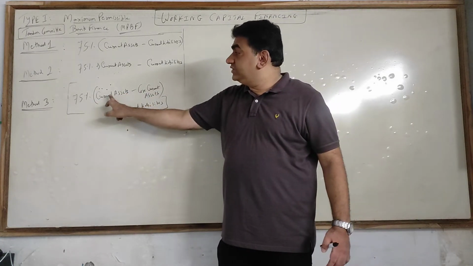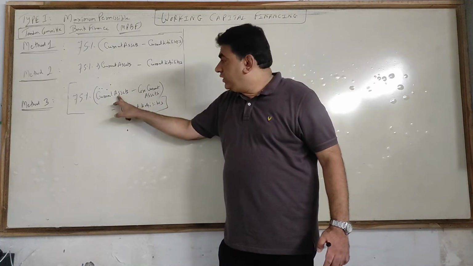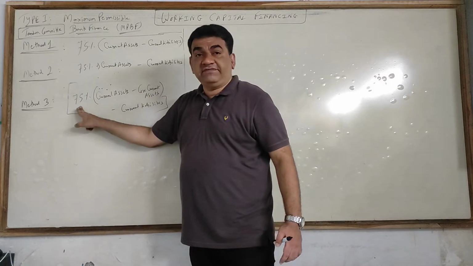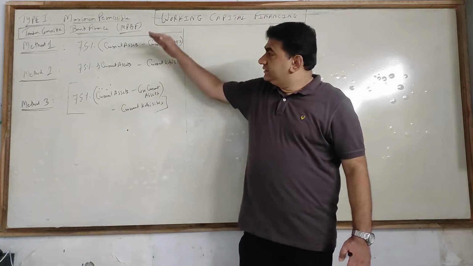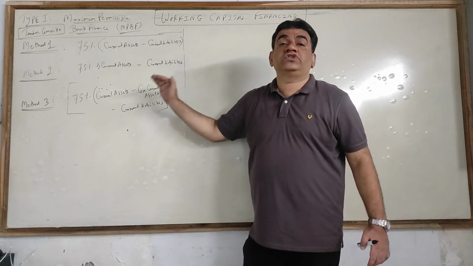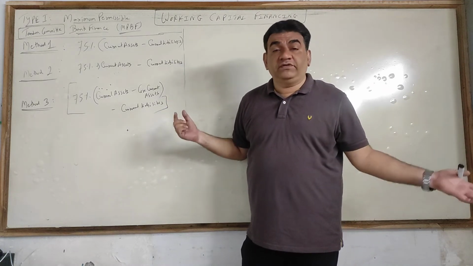Suppose my current asset is 1 crore. Core current asset is 20 lakhs. 1 crore minus 20 is 80 lakhs. Take 75% of 80 lakh and deduct current liability. Got it? This is important not only from the sums point of view, but also from the objectives point of view, and also from the short sums point of view.